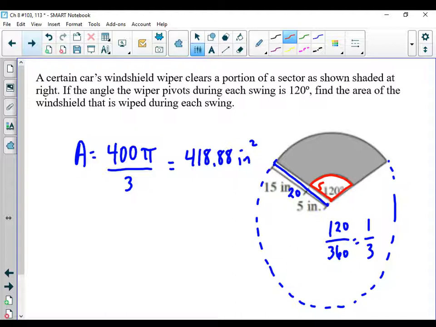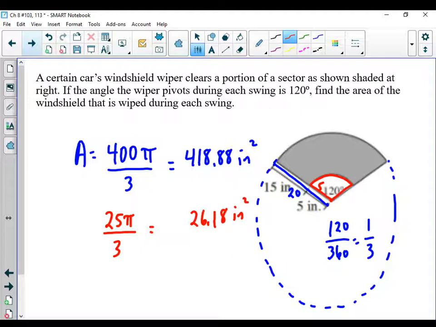Well, in this one, the radius is 5, so we're looking at 25 pi. It's still 120 degrees, so even though it's a smaller circle, there's still 360 degrees in it. So I'm still looking at 1/3 of the circle. So let's see what I would have if I multiplied that out, because I can't really reduce that one. That's going to be 26.18 square inches.